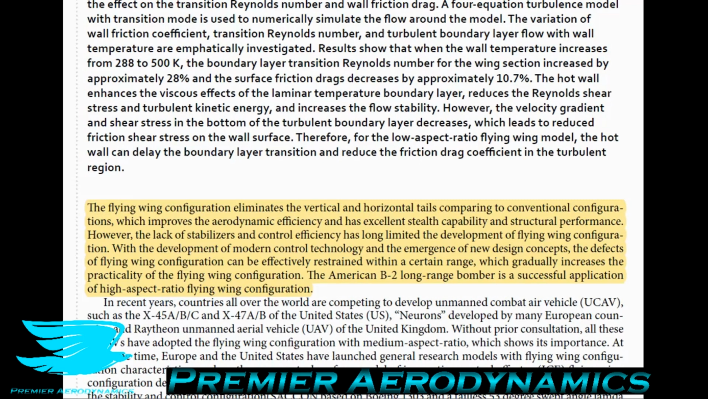And it's really cool. So they say, however, the lack of stabilizers and control efficiency has long limited the development of flying wing configurations.